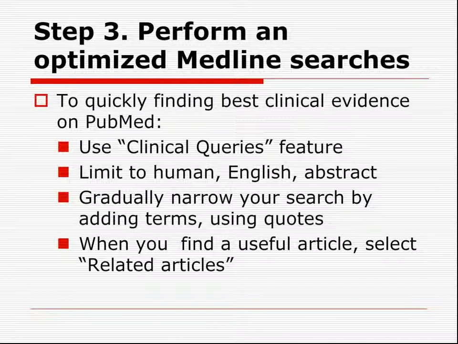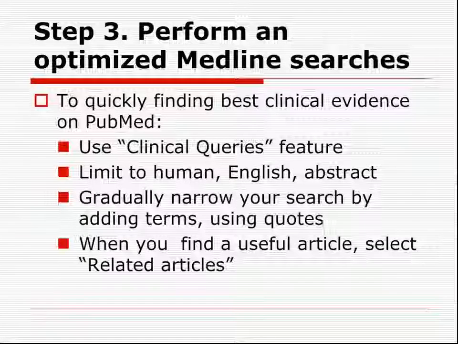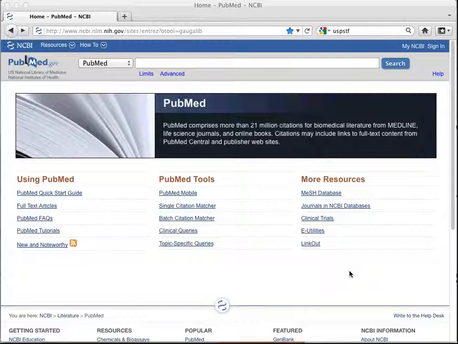First of all, you want to use their clinical queries feature, which a lot of folks don't know about, but it's designed for clinicians. You want to limit your search to human, English, and abstract. That'll often help get rid of things you can't read or don't want to read. And then learn how to gradually narrow your search by adding terms and using quotation marks. And finally, once you've got a really useful article, one that's just a home run, exactly what you want to find, use related articles, and it'll automatically find articles that look a lot like it. In the next slide, we're going to go through a sample search.